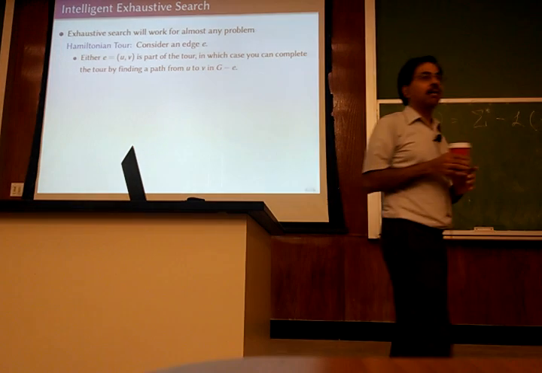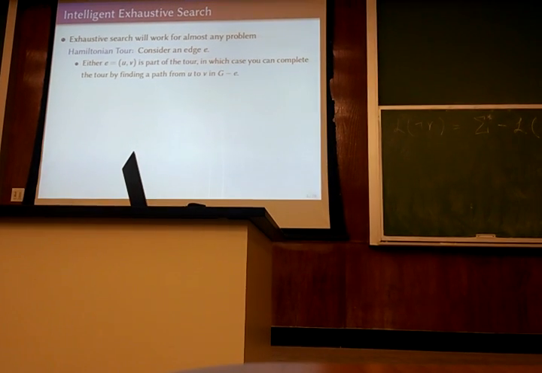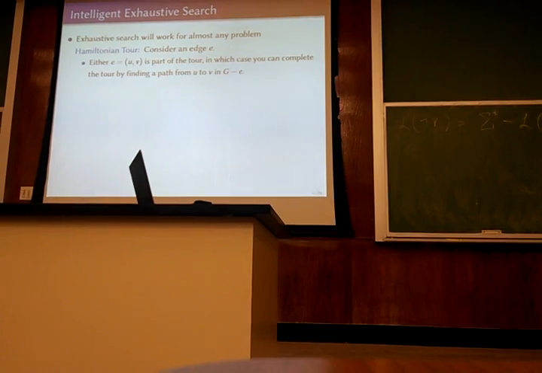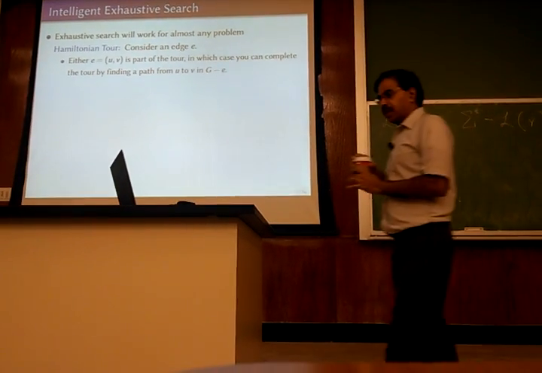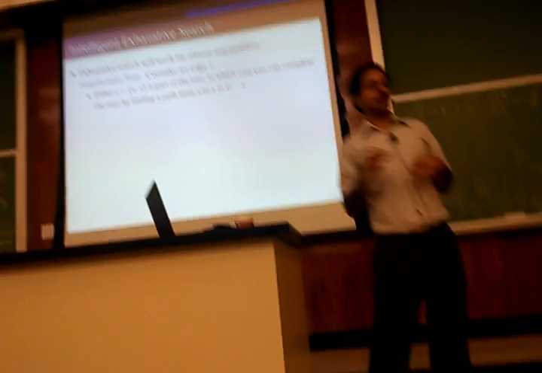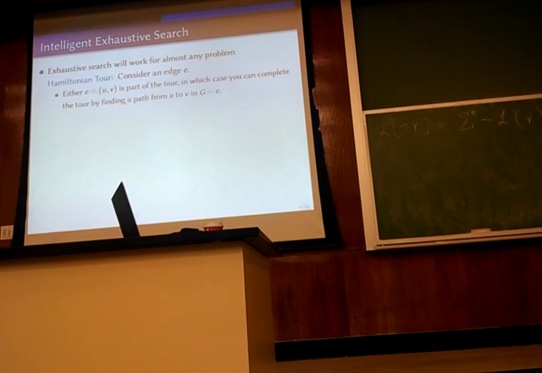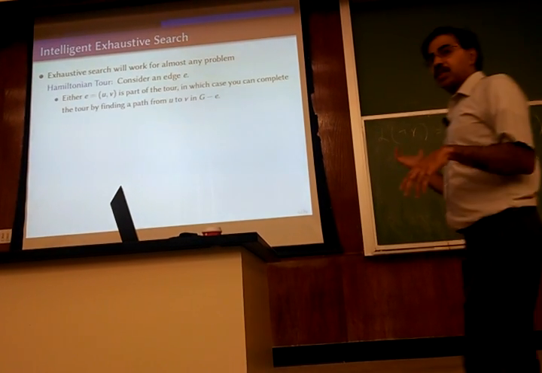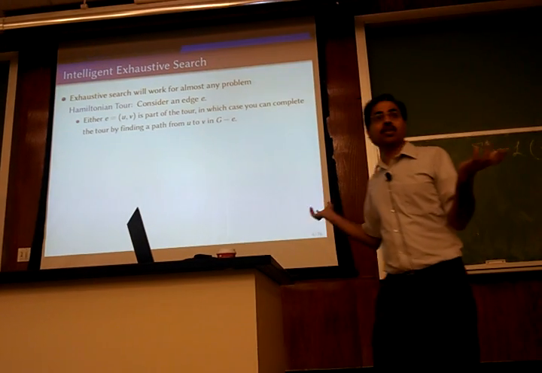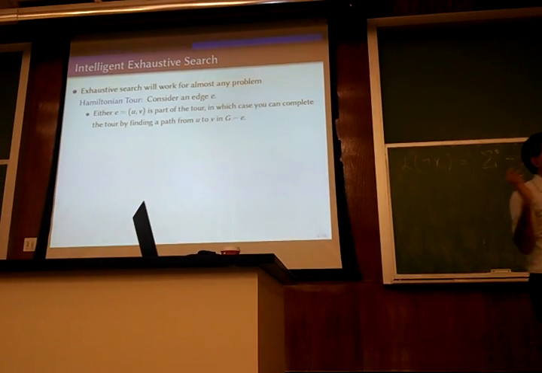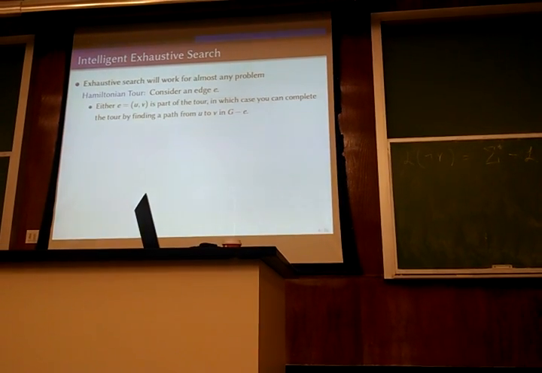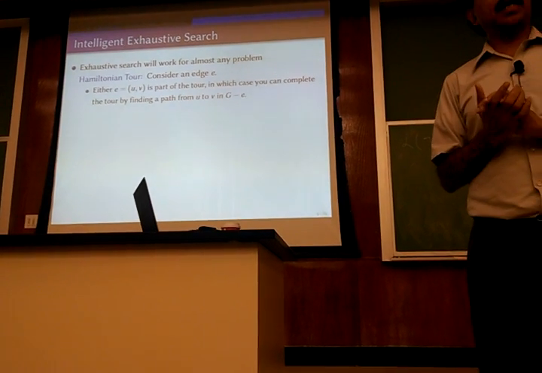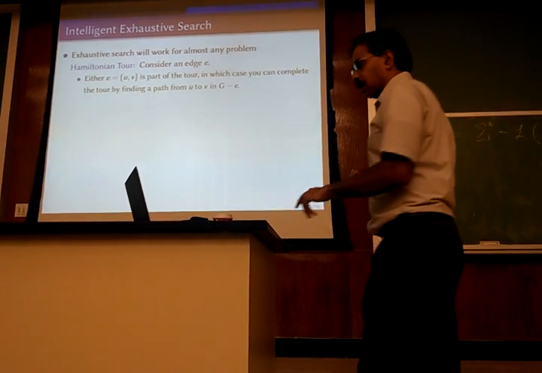So let's take our favorite example, Hamiltonian tour. The way you can convert it into an exhaustive search is you start with an edge E, and then you say, either this edge is part of the Hamiltonian tour that I'm trying to construct, or it's not part of the tour. So now I'm going to first consider the case that this edge is part of the tour.